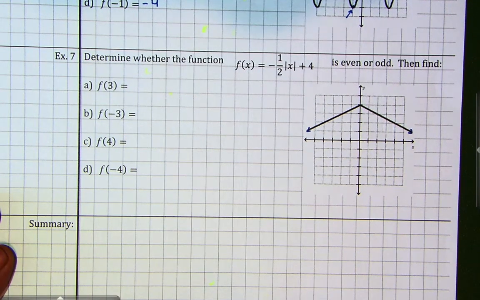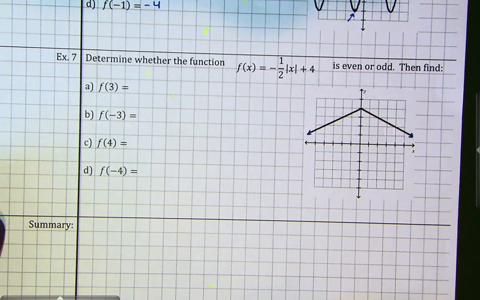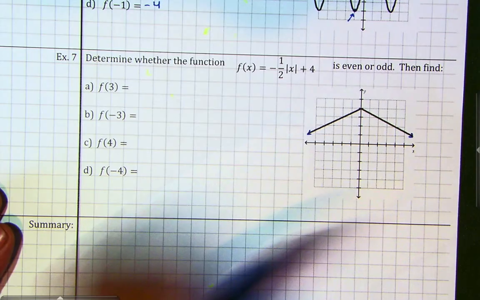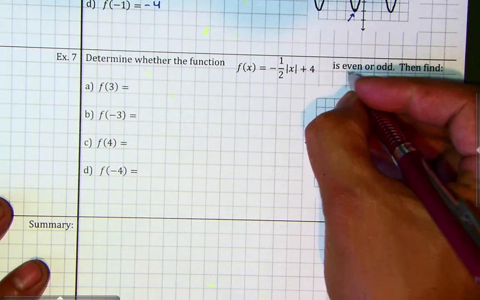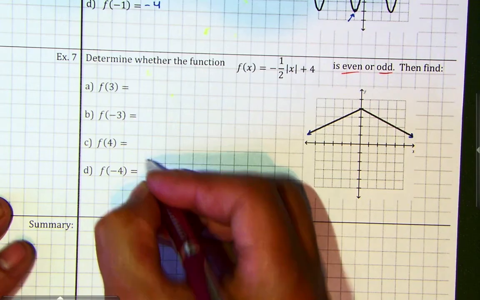And the last example for today. Go and copy it down, and we'll start once you're ready. Go and try it. See if it's an even function, an odd function, and find a pattern.